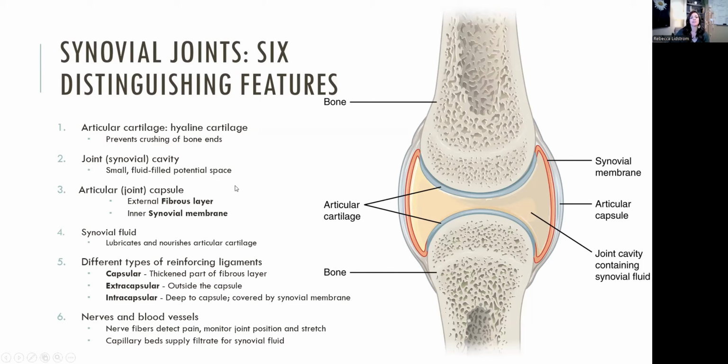The 5th feature is that there are reinforcing ligaments. There are going to be capsular type ligaments that are on the fibrous outer layer of the joint. There will be extracapsular ligaments, which will be on the outside of the capsule, and intracapsular, which are going to be deep, covered by that synovial membrane. Now, the location of these ligaments and the amount of them is going to determine, along with the musculature, how stable any given joint is. That, with the articulating surface and how much articulating surface, these are all parts of sort of an equation of either how much movement a joint has or how stable a joint is.